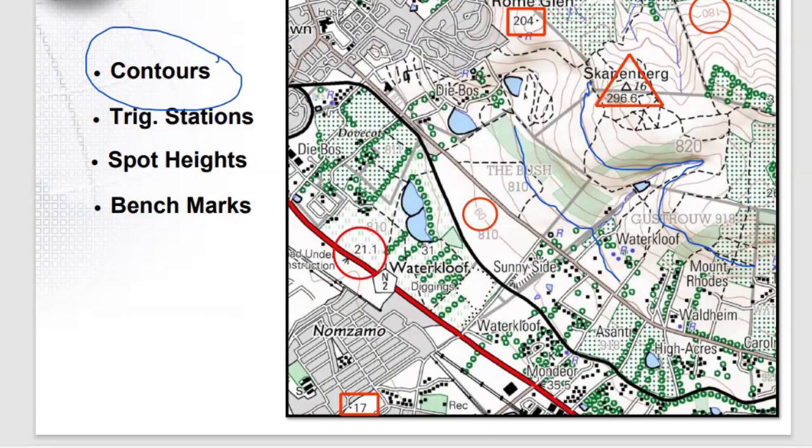Where you find the contour lines closely packed, like here on this part of the map, you are seeing that the contour lines are very close across this point. They are very close. Or here, you can see the contour lines across these lines are very close to each other. That will give you a suggestion that the area is steeply sloping.